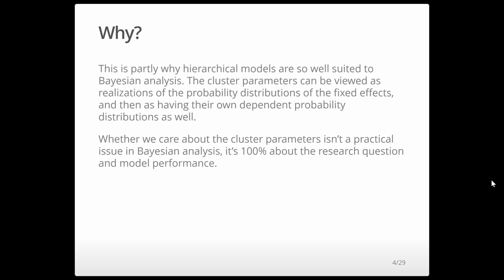This is, in a sense, one of the reasons hierarchical models are so well suited to Bayesian analysis. We can think about each cluster-specific parameter as being a realization of the probability distribution of the population parameter, or the fixed effect. So we can say that cluster number 1 is part of the distribution of the fixed effect. Cluster number 2 is part of the distribution of the fixed effect. Each cluster intercept is part of the distribution of the population intercept. And then we could also see each cluster as having its own dependent probability distribution for its parameters as well.